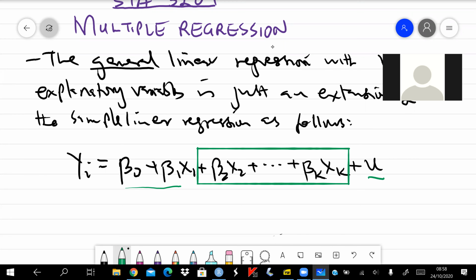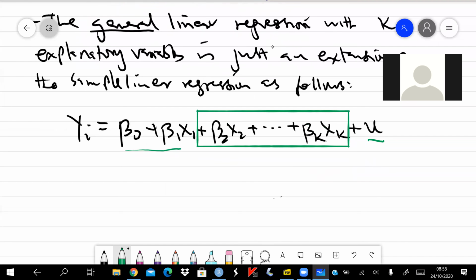Okay. So then the interpretation of the regression coefficients. Again, we note that the parameters beta naught, beta 1, all the way to beta k will be estimated using the OLS method. But there's a slight difference in the way we interpret the regression coefficients.